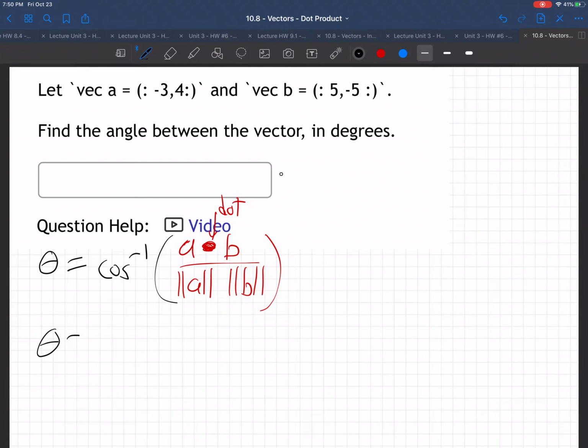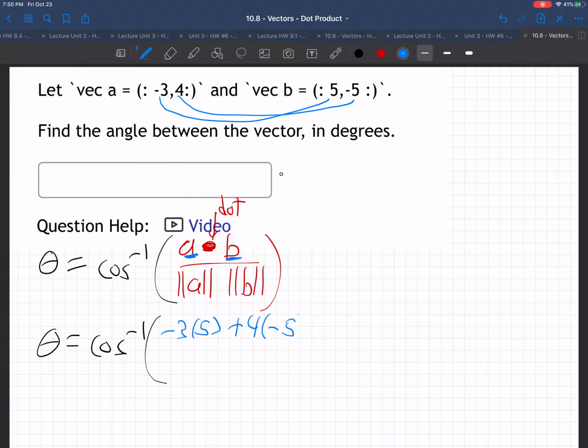Let's be careful here. Cosine inverse, we have to do that inside. How do you do that first part, the A dot B? Well, the dot product means the two x's multiplied, that'd be negative 3 times 5, plus the two y values multiplied, 4 times negative 5, over, and then the magnitudes.